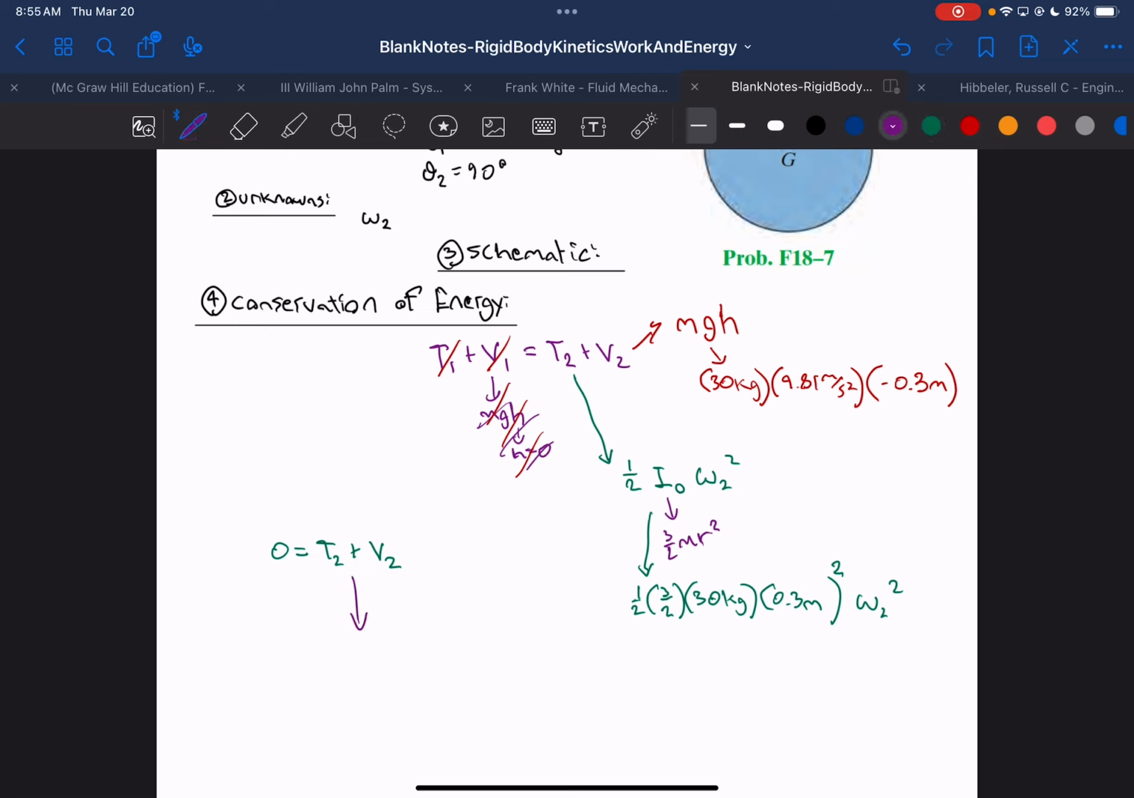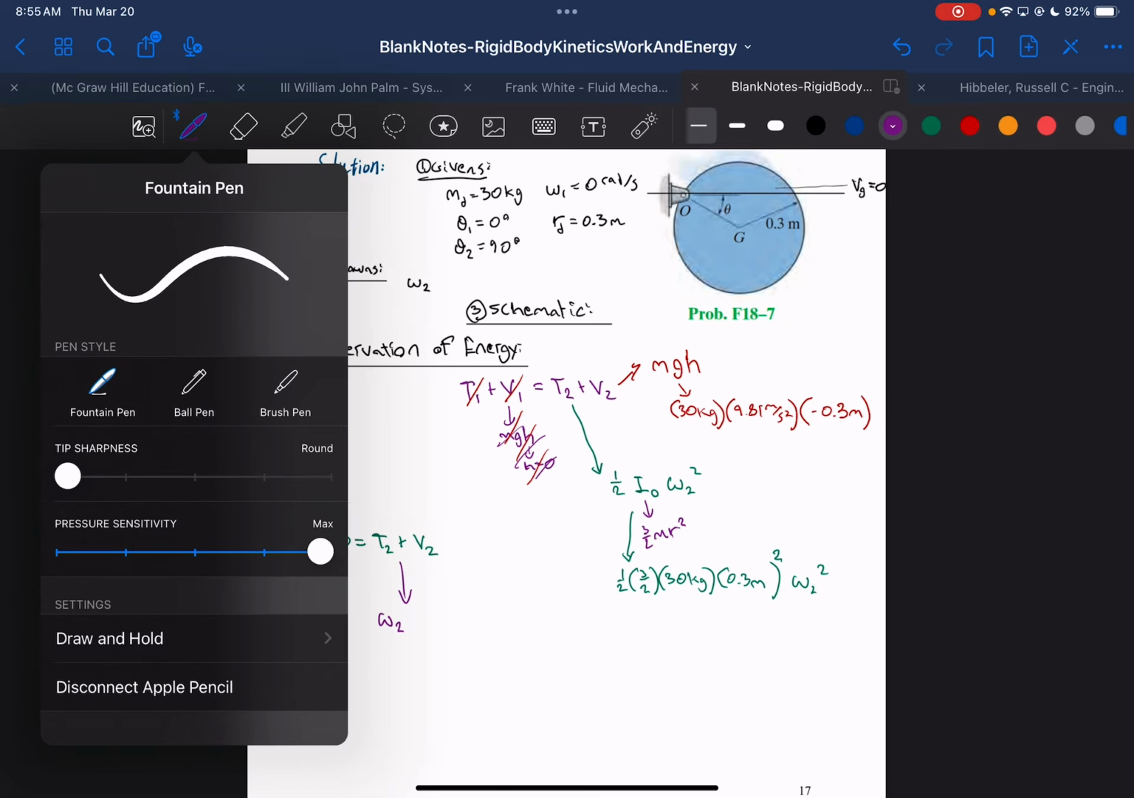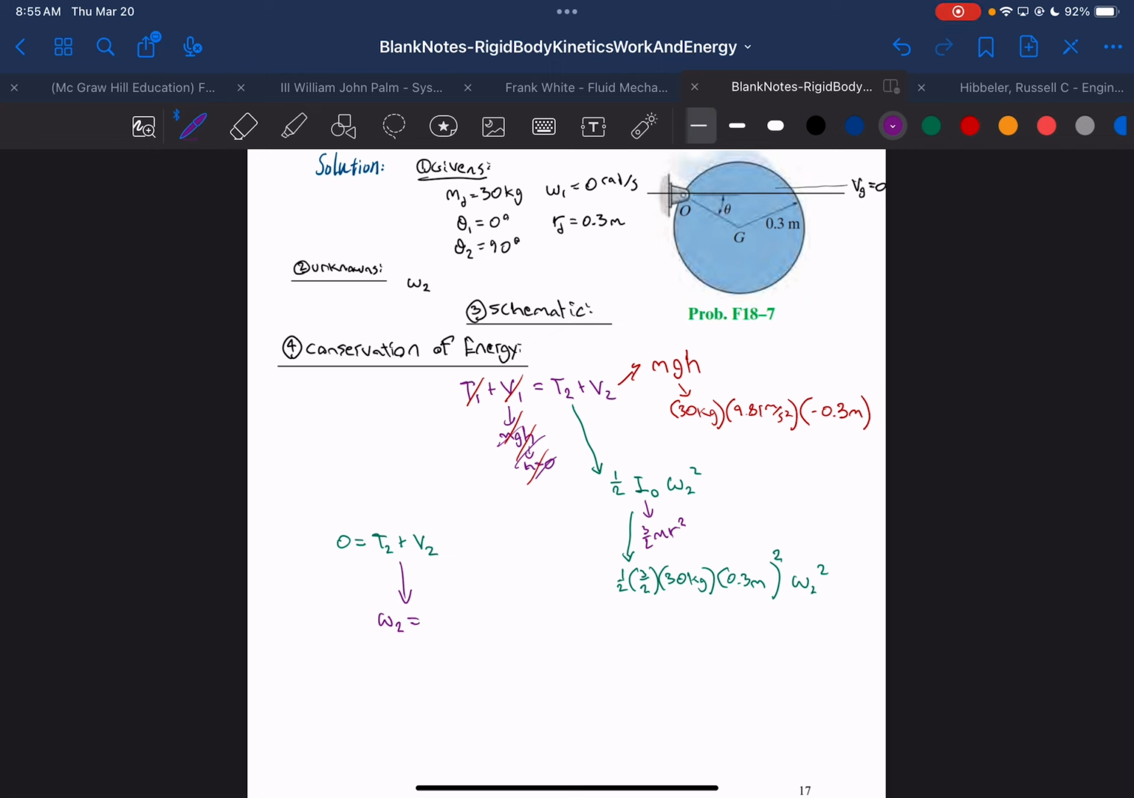So from this, once you plug in all your numbers, you're going to get that your omega at state 2 for this disk is going to be equal to 6.6 radians per second. In this case, it would be clockwise, right? So in the negative k direction. Everybody good with that? Any questions? Once, twice? Okay, good stuff.